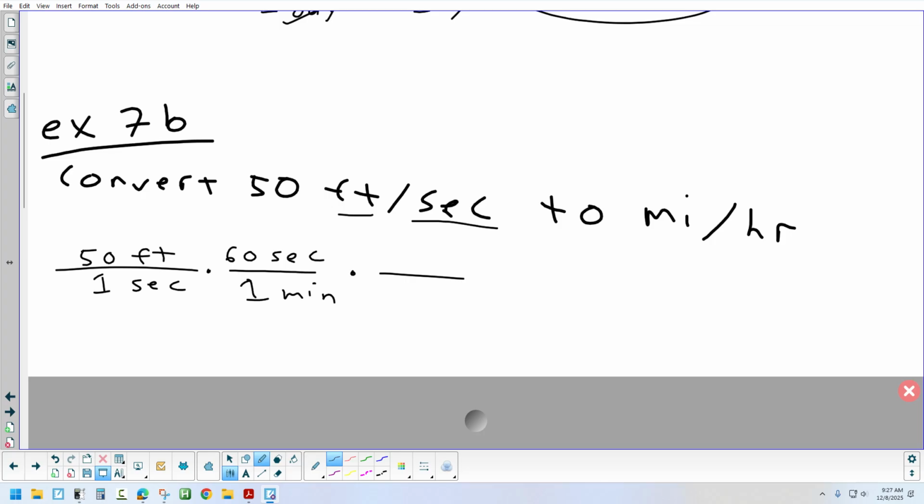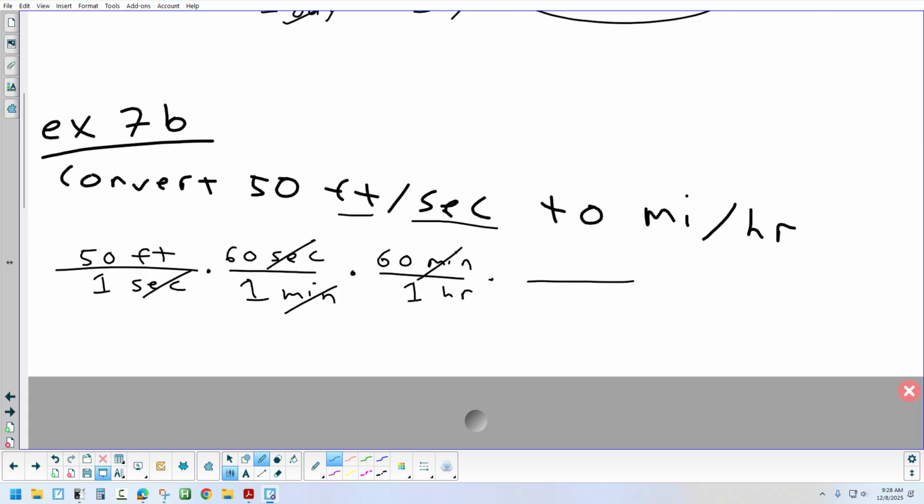Now we want to get rid of minutes and go to hours. So what would be my next conversion to get me to hours? Yep. 60 minutes and 1 hour. There are 60 minutes in 1 hour. So now if you look at what you have, seconds is gone, minutes is gone. You have a speed in feet per hour if you did that out. But we don't want feet, we want miles. Even if you don't know the conversion numerically, you should know where feet is going to go in that fraction. Where's feet going to go in this last fraction?